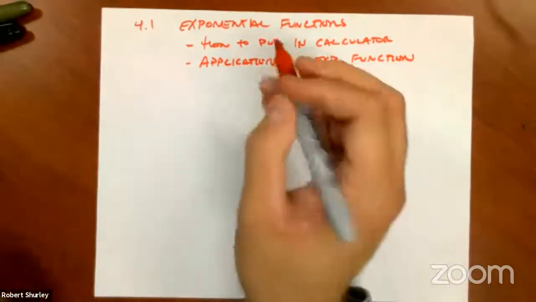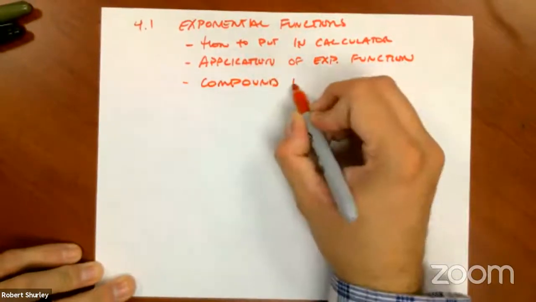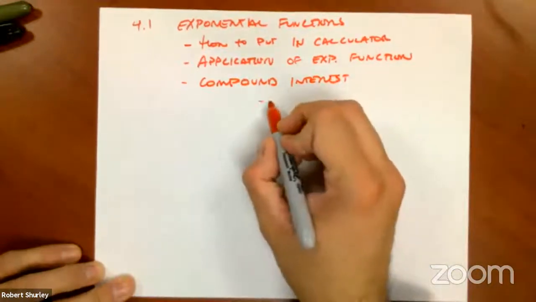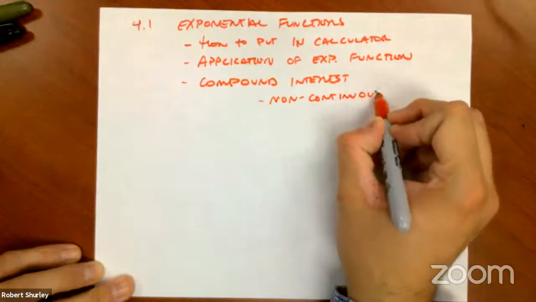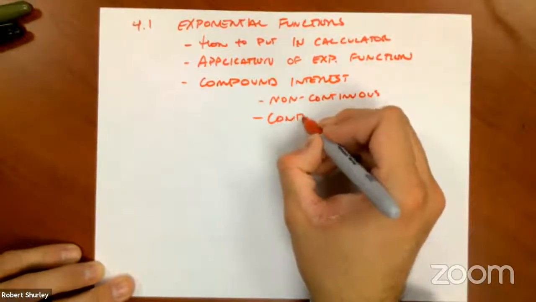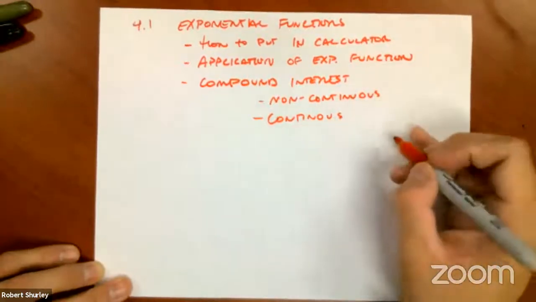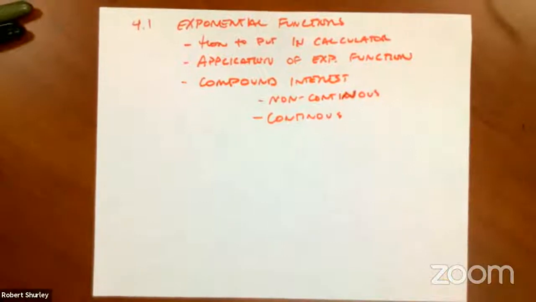And then lastly is compound interest. Compound interest, now remember we had non-continuous and continuous. I spelled it wrong there. That's fine. Non-continuous and continuous. Okay.